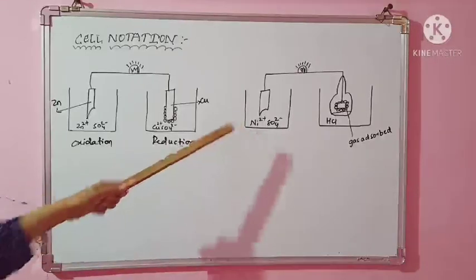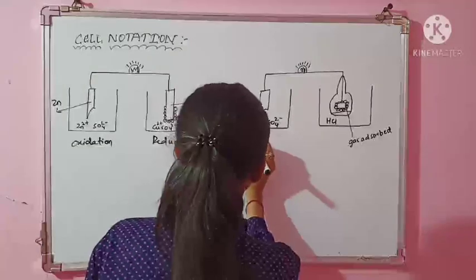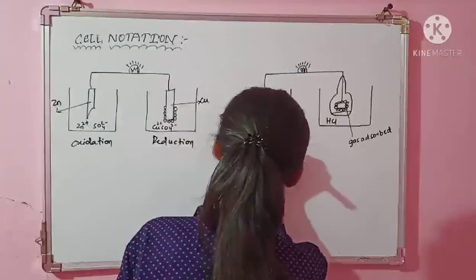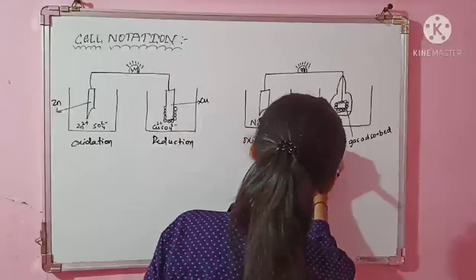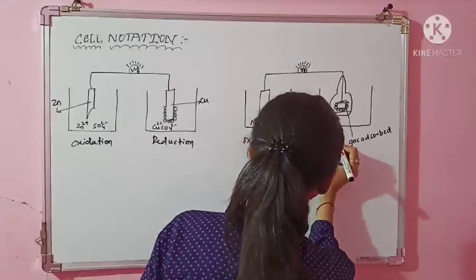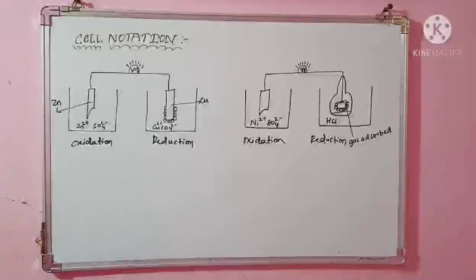But here you see, metals will undergo oxidation, but for reduction what have I taken? Hydrogen. That is called a gas electrode. If a non-metal is used, that is called a gas electrode. Usually a non-metal is used in that gas electrode.